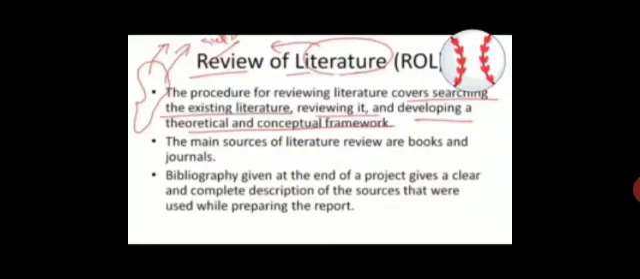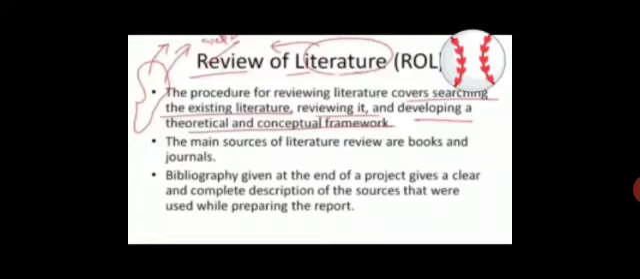So the main sources of authentic information for a literature review are books and journals. At the end of the literature review, you have to give a bibliography. The purpose of giving a bibliography is to acknowledge that we are getting information from these people, from these resources. The bibliography given at the end of the project gives a clear and complete description of the sources that were used while preparing the report.